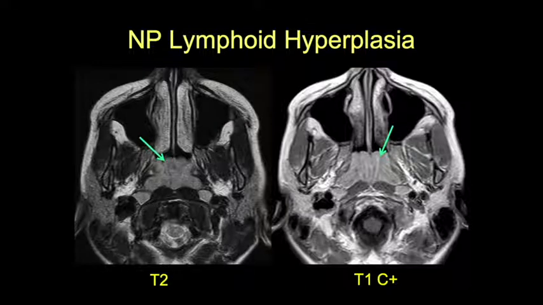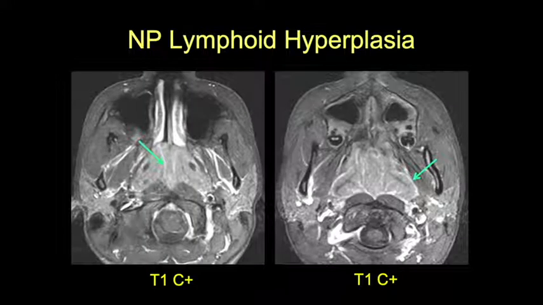Here's another patient, a young patient who has both lymphoid hyperplasia in the nasopharynx, completely filling that space, and also reactive lymphadenopathy in the retropharyngeal lymph nodes. On post-contrast imaging, we nicely see these inflammatory septations as lines throughout typical lymphoid hyperplasia.